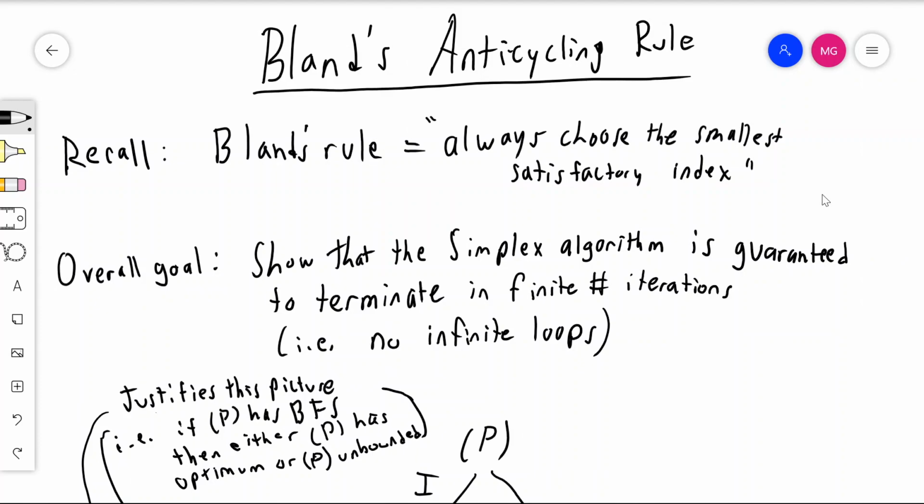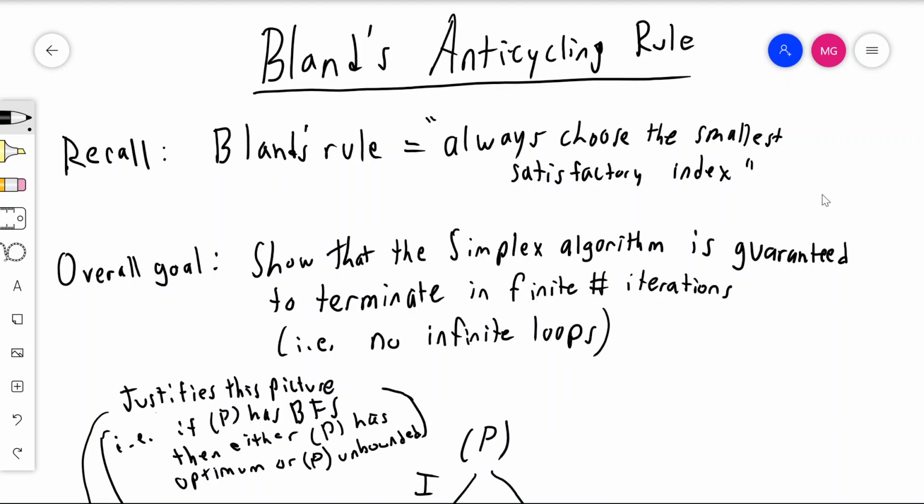Okay, so hi, welcome to this next video in linear programming. This video is regarding the technical detail that was omitted from phase 2 of the simplex algorithm. We've already made a video discussing the technical detail omitted from phase 1, and this is the analogous video for phase 2.